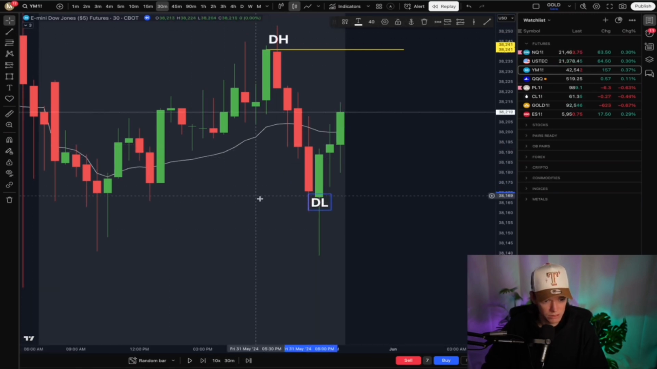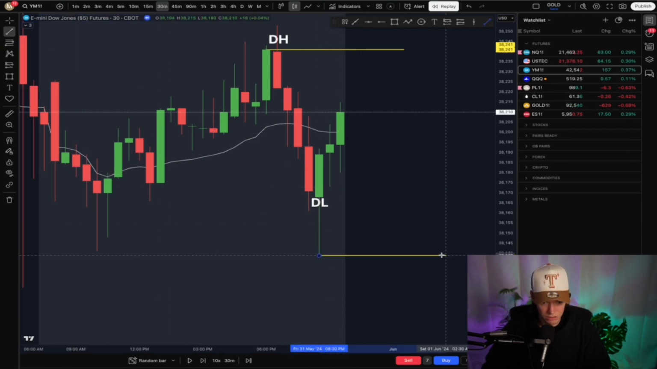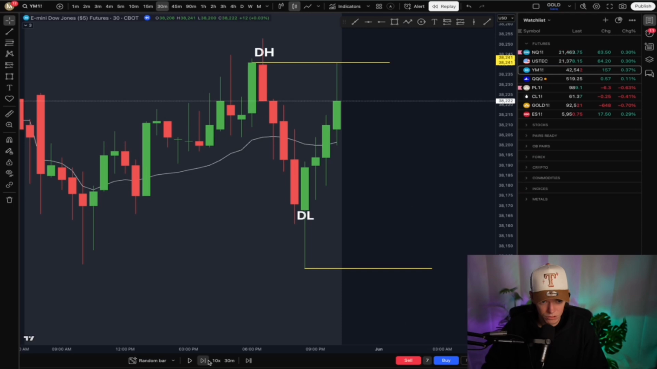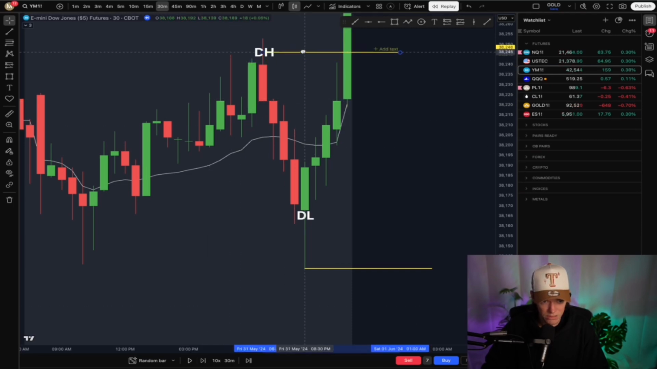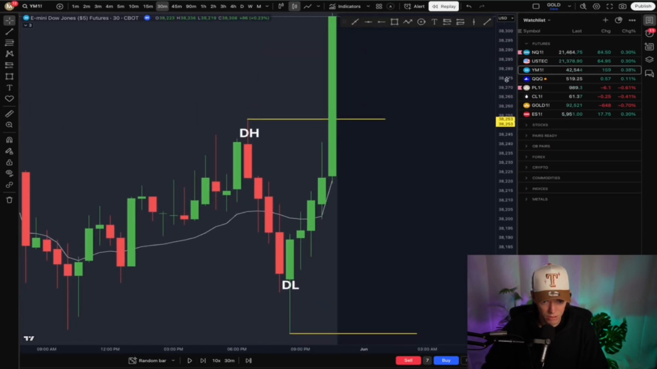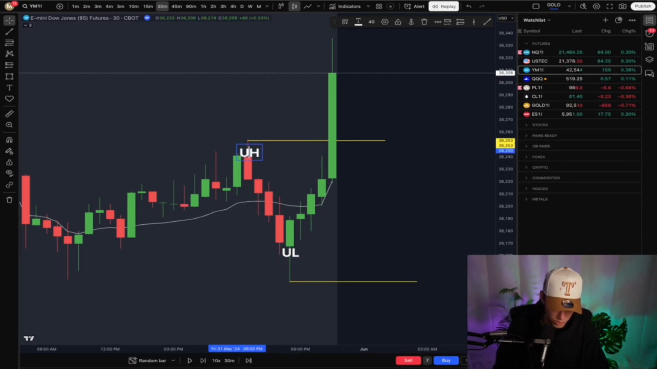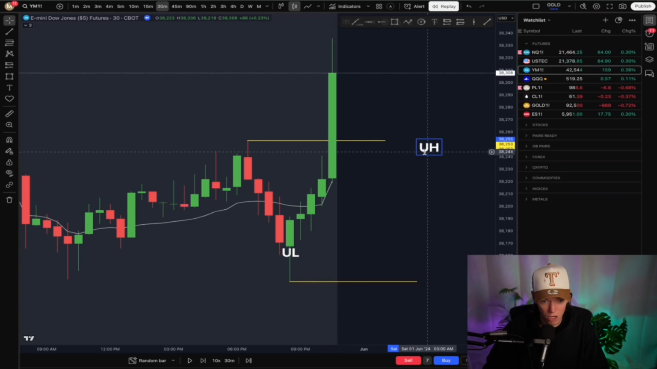We need price to close above this wick. YM honestly has a lot of wicks. So we need this to be broken, and there we go. That got broken. We're now in an uptrend. So now this is an uptrend low. We're going to wait till we get a red candle to confirm our uptrend high.